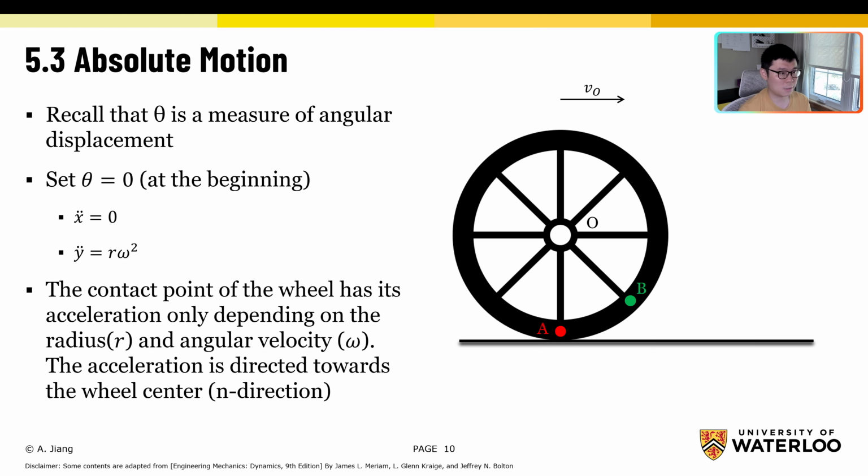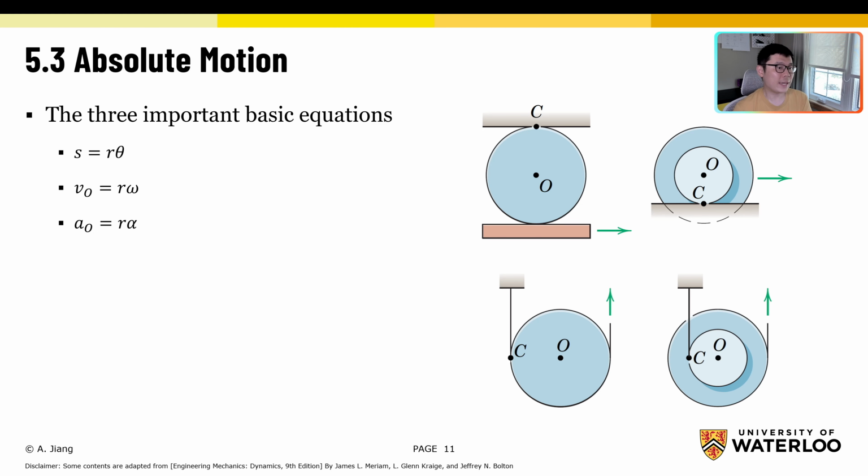As a result, we can come to the conclusion that the contact point of the wheel has acceleration depending only on the radius r and angular velocity omega. The acceleration is directed towards the wheel center, which is the n direction, the normal direction. These 3 basic equations of relationship that we developed at the beginning will hold for any rolling wheel related problems. And this concludes our investigation on the absolute motion.